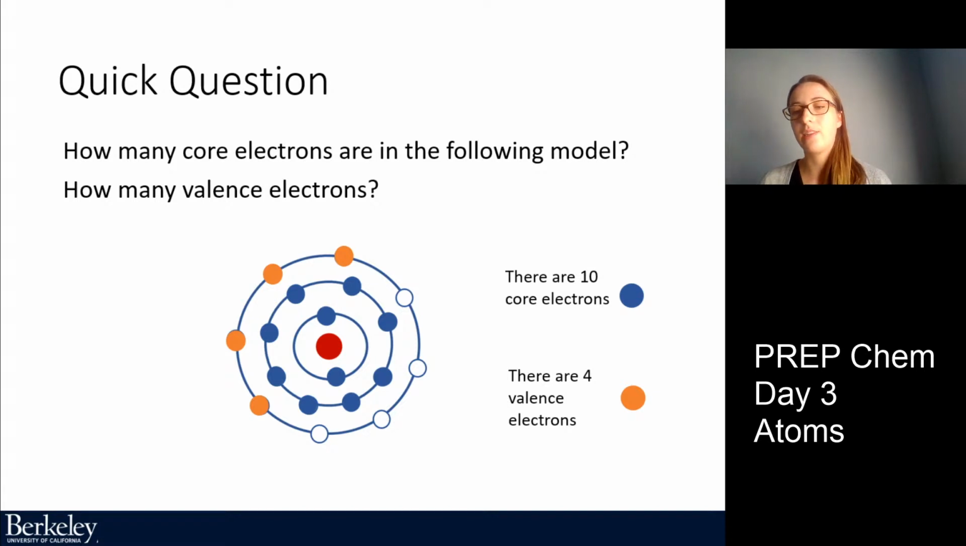Okay, so someone asked, does it go cloud, then shells, then sublevels, then atomic orbitals? So, kind of, yeah. There is the entire electron cloud around the nucleus, and that whole cloud is represented as these different shells or regions that electrons may be in. And then inside each region, there are different sublevels, and each sublevel contains a certain number of atomic orbitals.